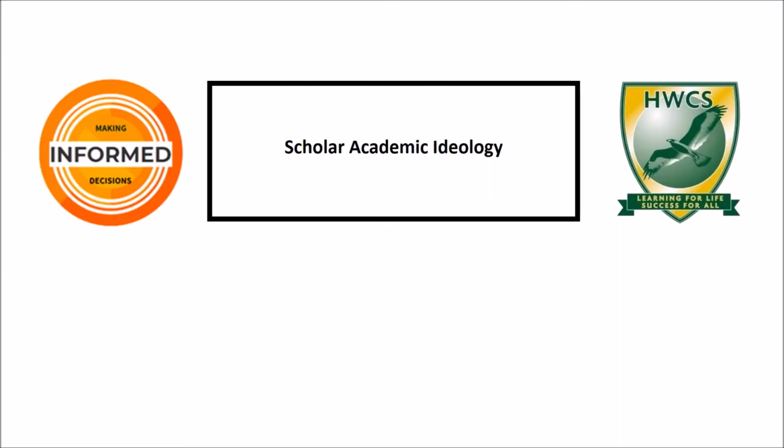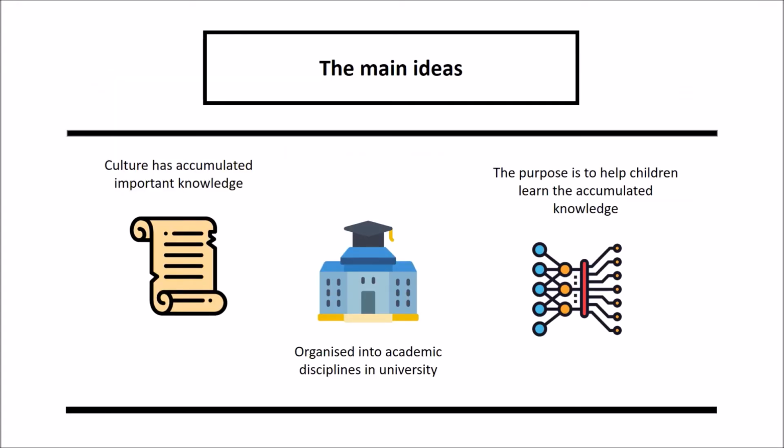So we start with the scholar academic ideology. So the main idea behind this ideology is that culture in each subject has been accumulated, and that we each have important knowledge in each of our different subjects, and these are organised into academic disciplines at university, and the purpose is to help children learn the accumulated knowledge in your subject.